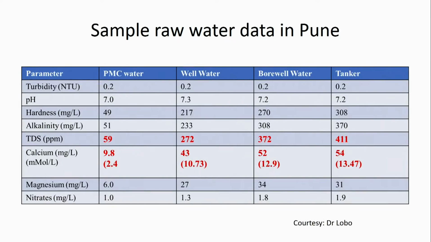So this is a sample raw water data in Pune, courtesy of Dr. Lobo, who provided this data. You can note the difference in hardness, calcium and magnesium levels of corporation water versus well water or dug well water or bore well water. And tanker water supply is the most unreliable source, and you don't know what the quality of raw water coming from the tanker will be. If you are getting a tanker water supply, then you should be ready for the worst situations. You should anticipate all worst situations and tackle them in your pretreatment.